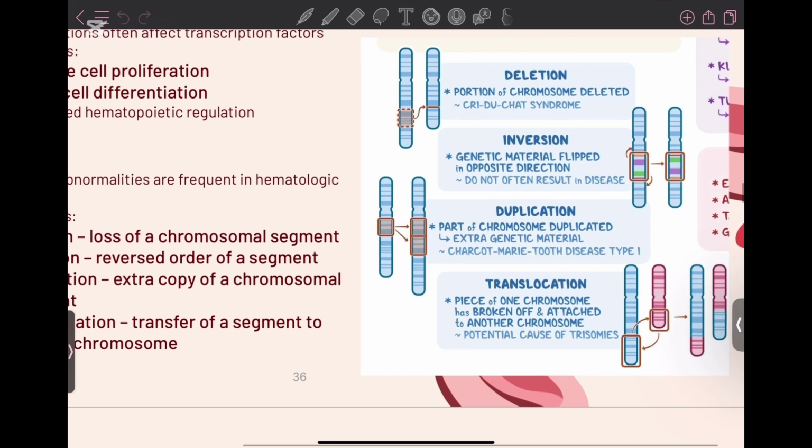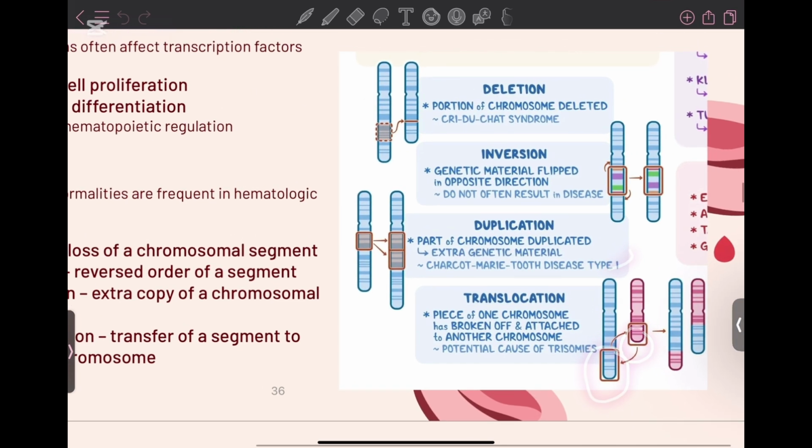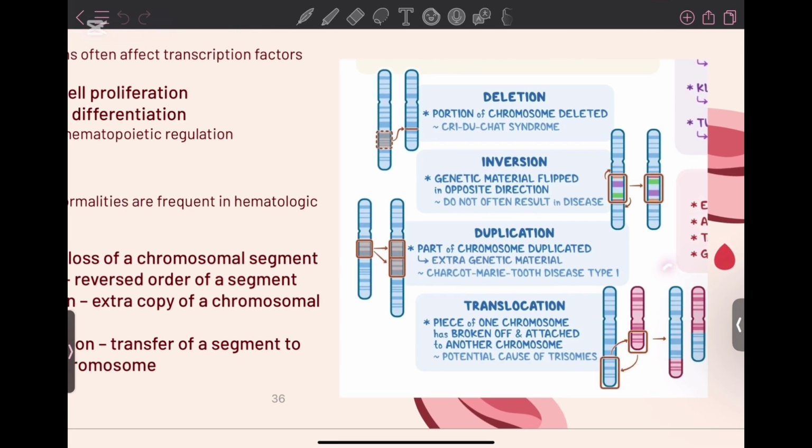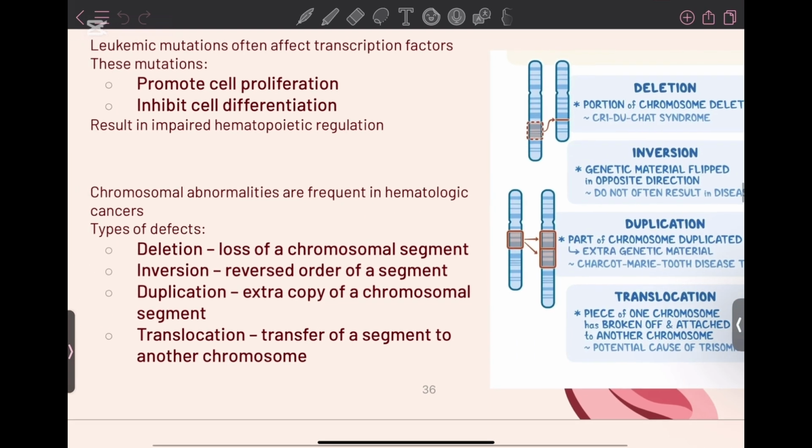Translocation is when two different chromosomes exchange parts of them. So for example, let's just say this is chromosome 8 and this is chromosome 9. Part of chromosome 9 moved and joined chromosome 8. Part of chromosome 8 translocated onto chromosome 9.